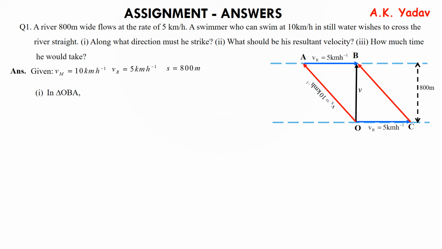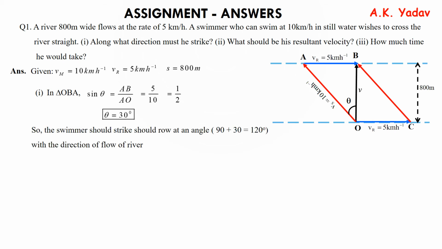Now in triangle OBA, yes, this blinking triangle, what is sine theta? Sine theta is AB by AO, which is 5 by 10. So we get sine theta equal to 1 by 2, or theta is equal to 30 degrees. So the swimmer should strike or should row at an angle of 90 plus 30, that is 120 degrees with the direction of flow of river.